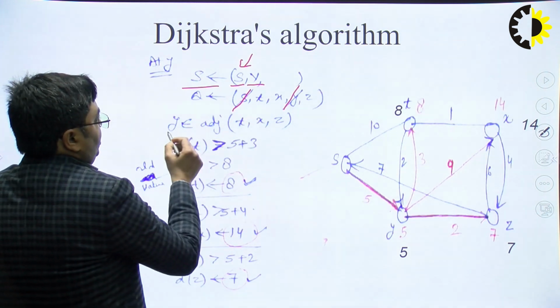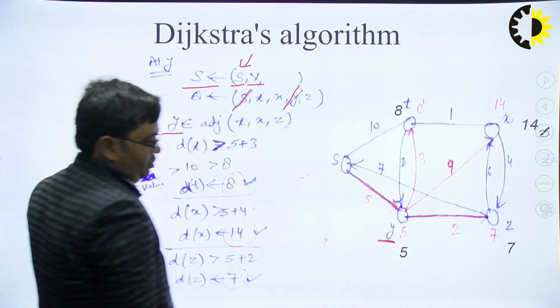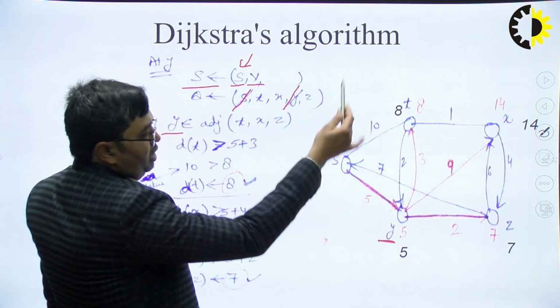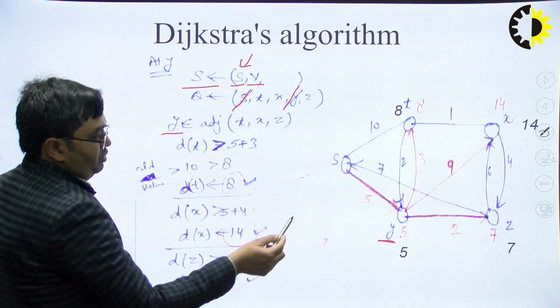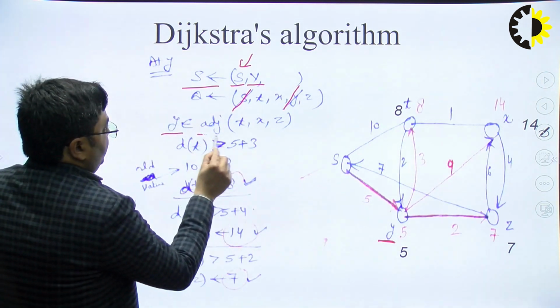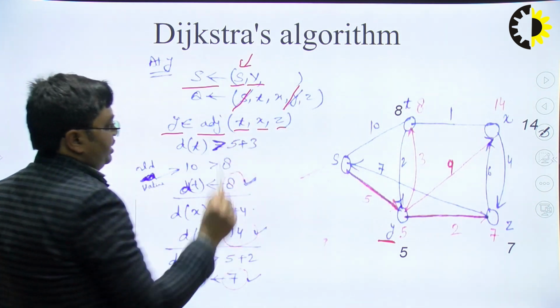Then we see the distance from the y node to all other nodes. We have to see the adjacent nodes of y, which are t, x and z.